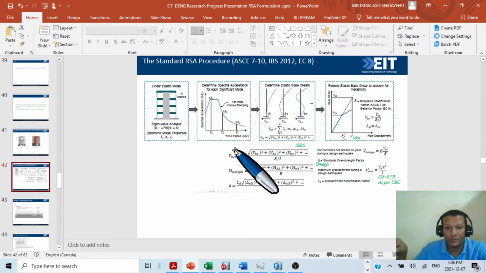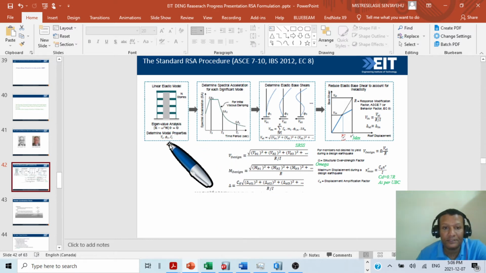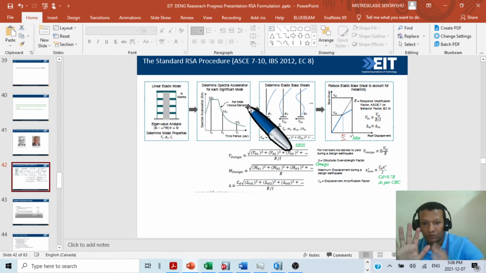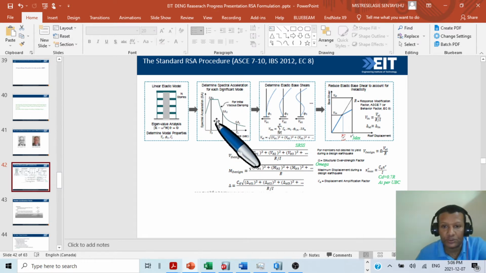Mode 1, mode 2, mode 3: we know the time period for mode 1, and we come here to T1, then we find SA1. Again we do this for T2 and find the response, and for T3 we find SA. So this is the spectral acceleration versus time period graph, for initial viscous damping, so a fixed damping ratio. As you can see, we find SA from here.